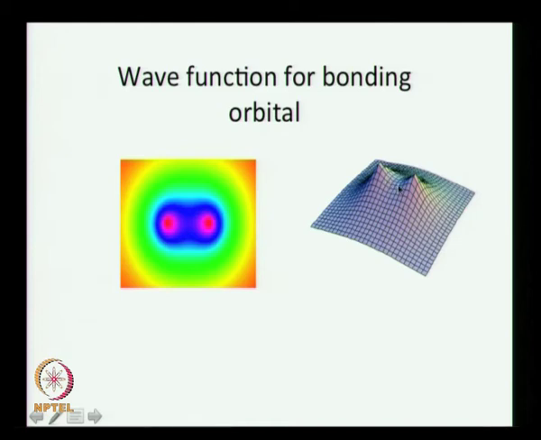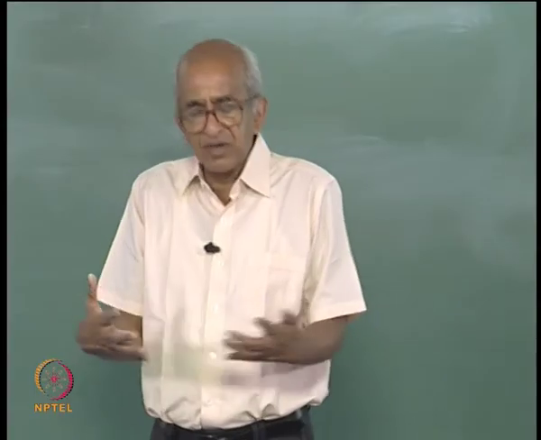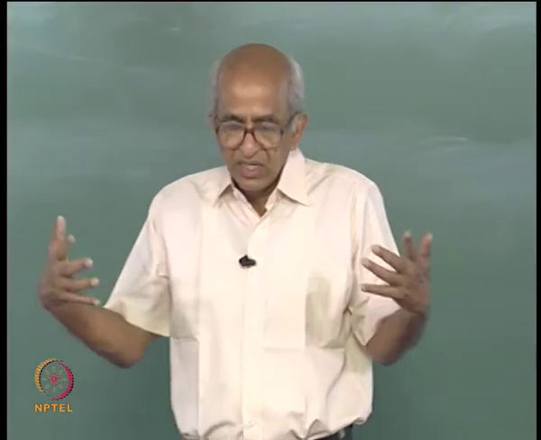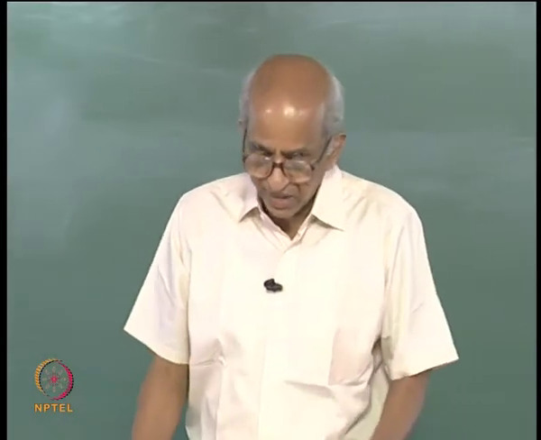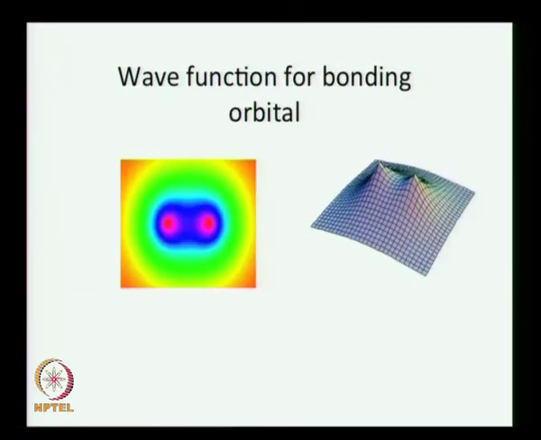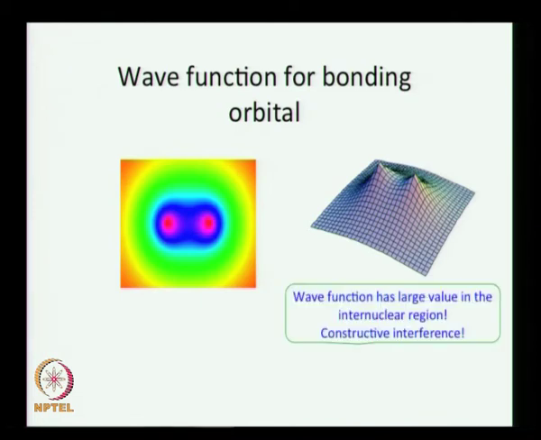Notice further that in the internuclear region there is a build-up of electron density, and so essentially what you would say is that there is constructive interference in that region, because the two atomic orbitals, as you know, are getting added up. So, one says that there is constructive interference in the internuclear region, and that constructive interference causes the electron density in the internuclear region to go up, and that results in the formation of the bond.